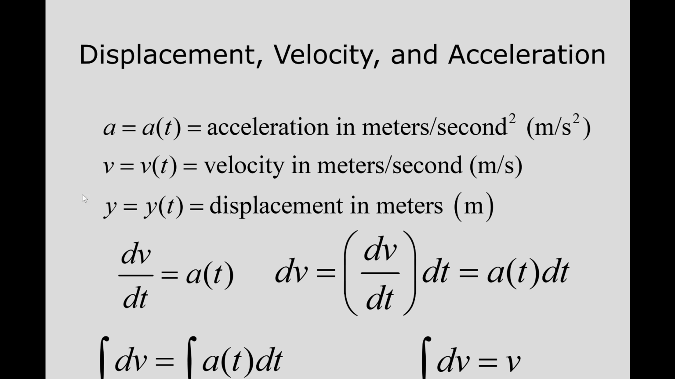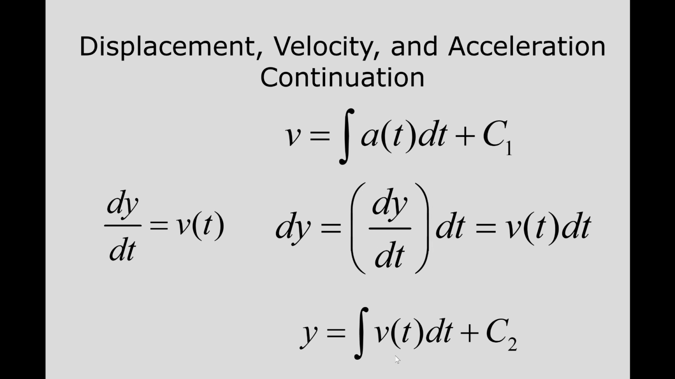And here's one of the traditional problems for displacement, velocity, and acceleration. Acceleration is always represented by a of t, with the unit meters per second squared. The other one is velocity, in meters per second. And then the position, displacement, is in meters. So dv over dt is acceleration, the derivative of velocity. And dv equals dv over dt times dt, so that equals a of t times dt. Once you integrate the acceleration, you'll get the velocity. So in general, integrating a of t dt plus c1, you'll get the velocity.